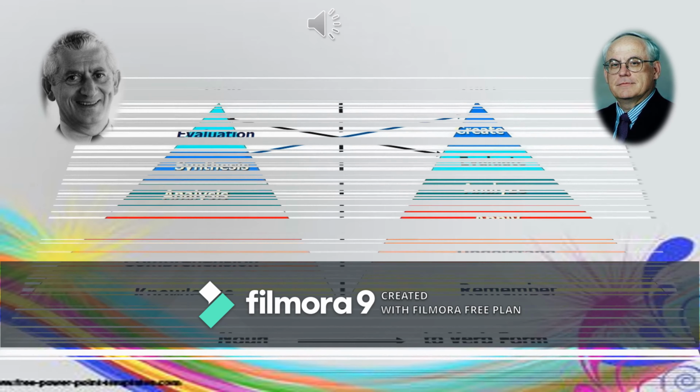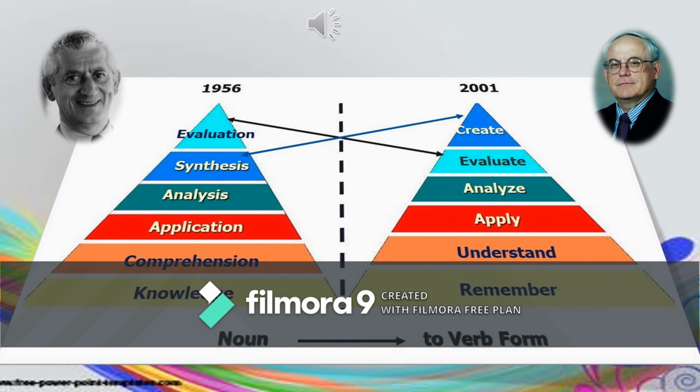There are 6 levels of cognitive learning according to the revised version of Bloom's taxonomy. Each level is conceptually different. The 6 levels are remembering, understanding, applying, analyzing, evaluating, and creating. The categories are ordered from simple to complex and from concrete to abstract.